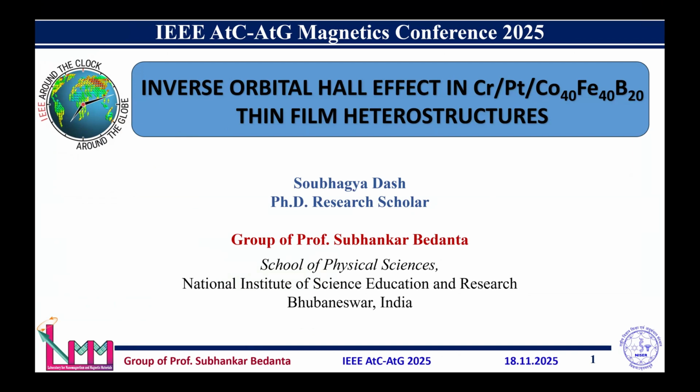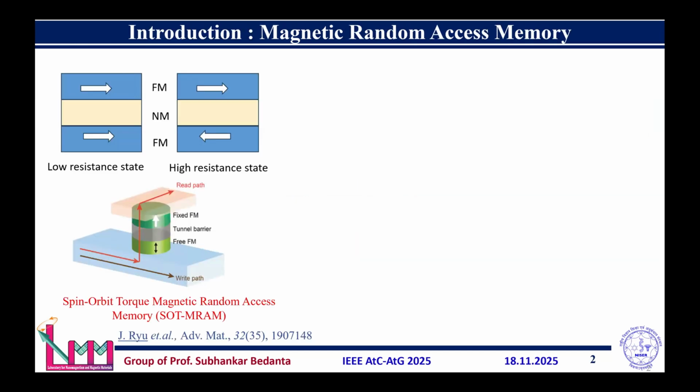Today I will be talking on my current research work, which focuses on the observation of inverse orbital Hall effect in chromium CFB heterostructures. Coming to the introduction, as we know, spintronics uses the spin degrees of freedom of the electrons to manipulate and store data. A major device is the magnetic random access memory, where the basic storage unit, the spin valve, is basically a trilayer structure where a non-magnetic insulator is sandwiched between two ferromagnets.